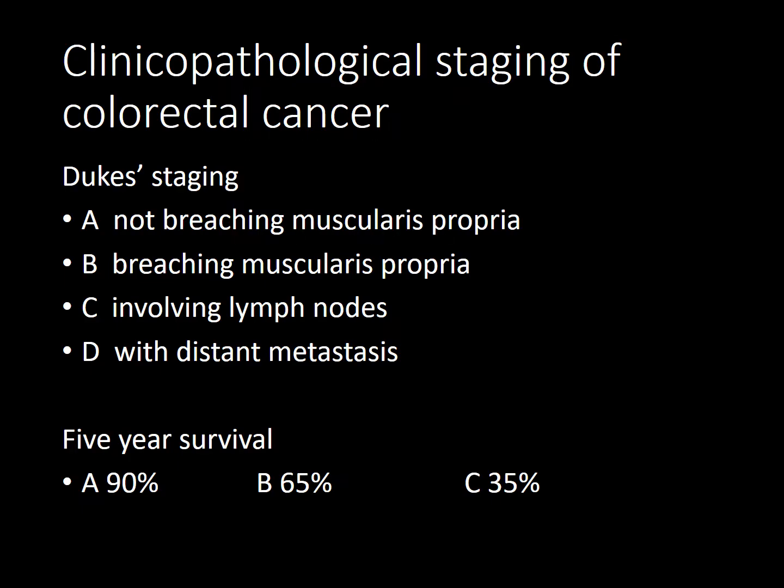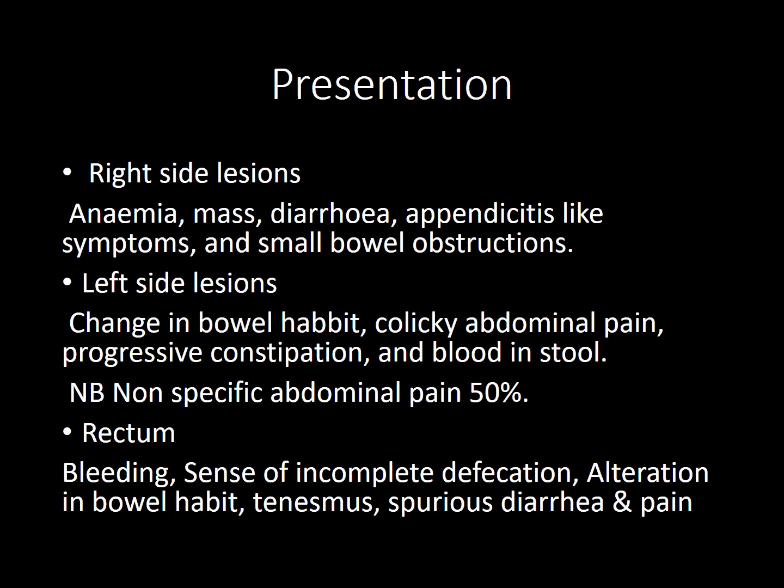Clinico-pathological staging of colorectal cancer. Dukes staging: A, not breaching the muscularis propria; B, breaching the muscularis propria; C, invading lymph nodes; D, with distant metastasis. 5-year survival 90%, 65%, and 35%.